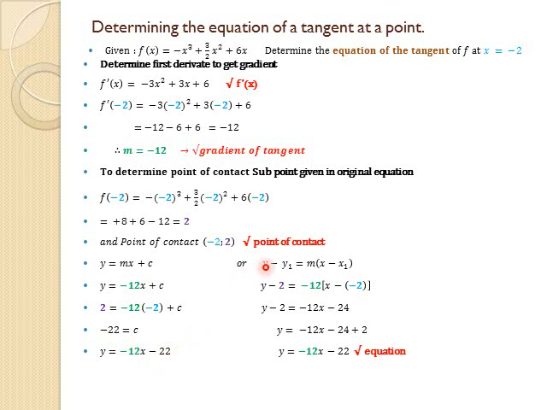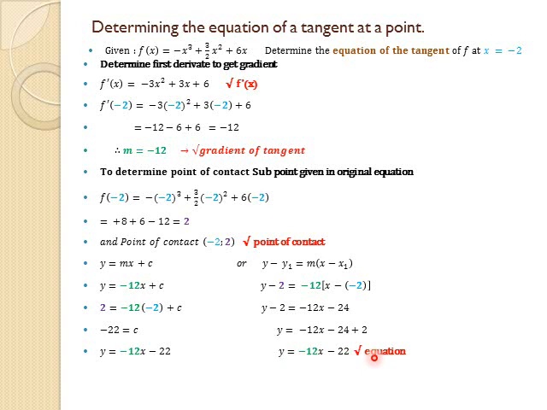Or you can use the equation y minus y1 equals m times x minus x1. So y1 there is 2, so it becomes y minus 2. x1 is negative 2. So minus 12 times x would give me minus 12x. Negative times negative, positive 2 times negative 12 gives me negative 24. If I bring negative 2 over, that becomes negative 24 plus 2. So my final equation, y equals minus 12x minus 22.